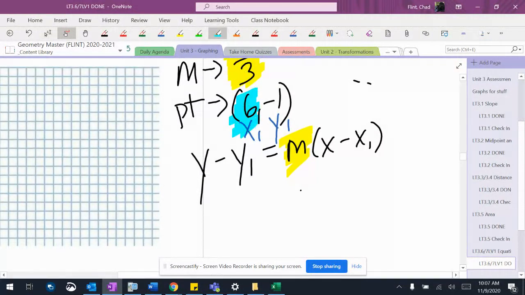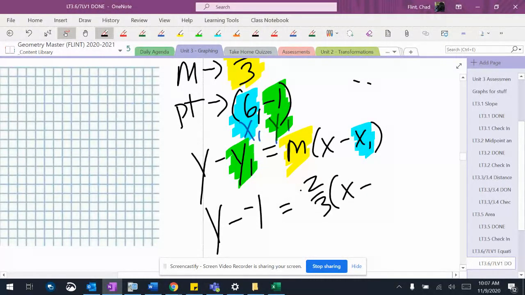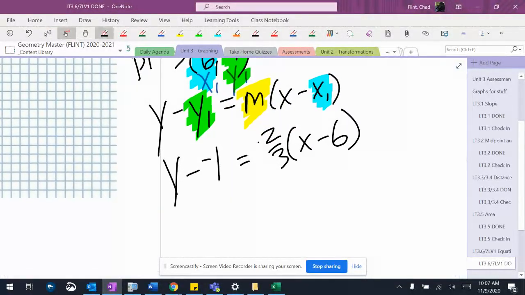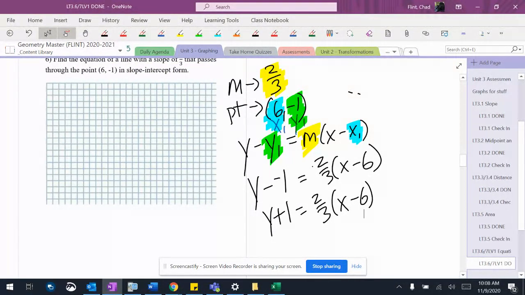So that means this 6 is going right there. Okay. And then the one that I have to be careful of is anything that has a negative. I got to make sure I'm real careful putting that in. So this is going to be y minus -1 equals 2/3 times x minus 6. All right, which is going to give me, I shouldn't leave any double negatives, y plus 1 equals 2/3 x minus 6. Now about half the time I'm all done, and there's nothing else I have to do.